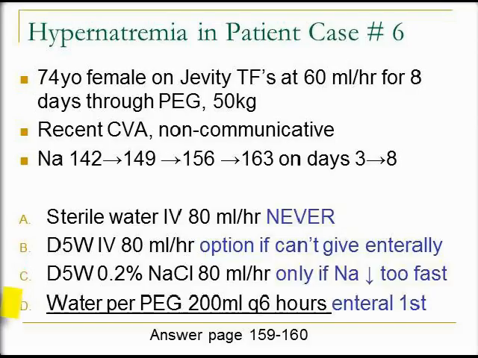Excellent. A lot of yellow. So we never give sterile water intravenously. D5 at 80 mils per hour would be an option if you can't give water enterally. D5 quarter would be an option if the serum sodium is decreasing too fast, and enteral would be your first choice.